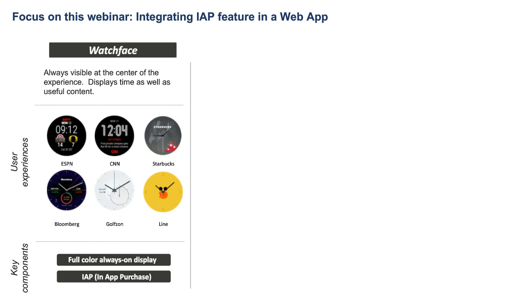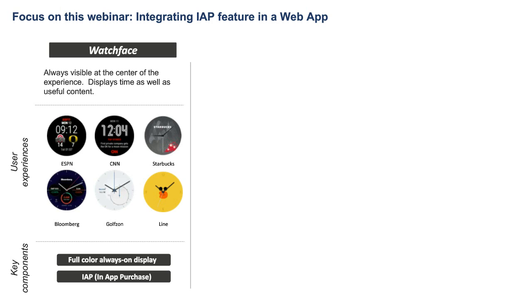Gear S3 watch face supports full color, always on display, and you can even integrate IAP in your watch face. The only thing you have to keep in mind is that the watch face has a single screen, so you might have to come up with a scenario for how to fit the IAP functionality into the watch face.